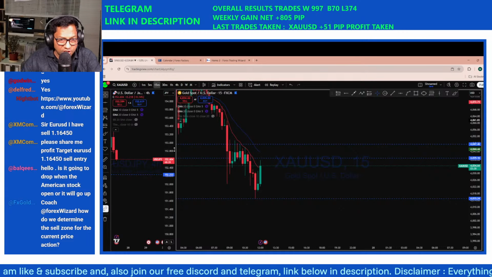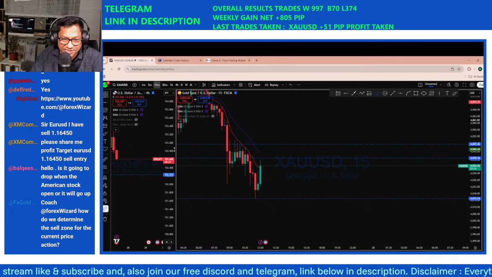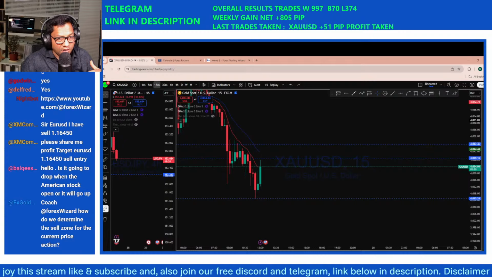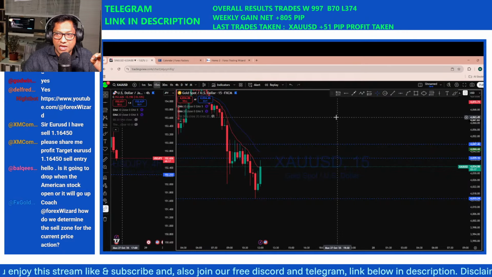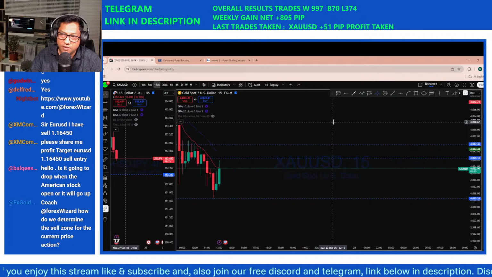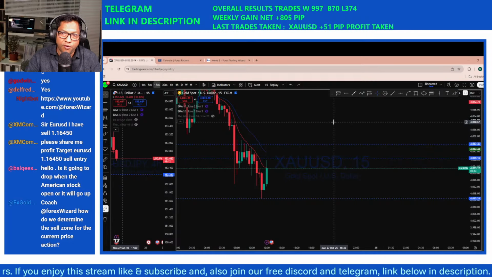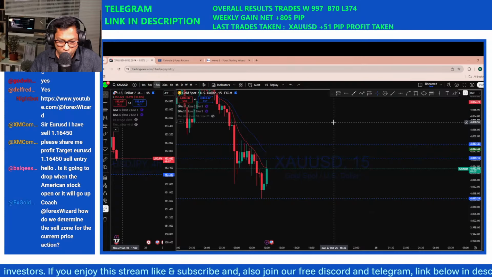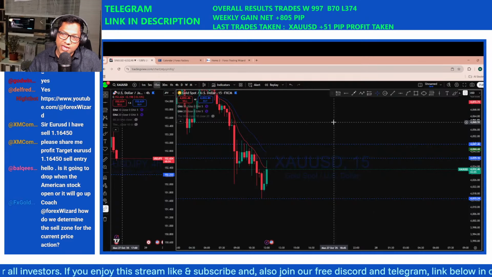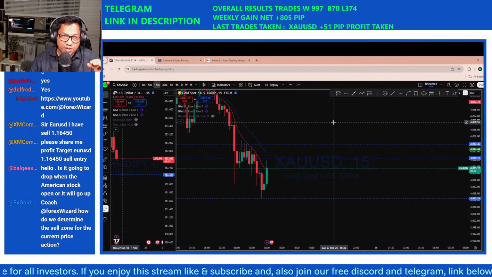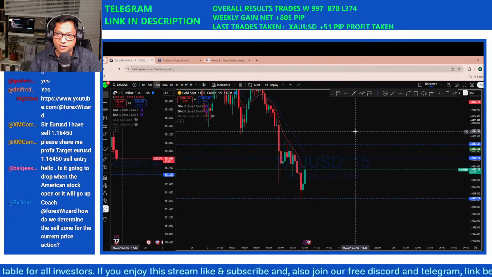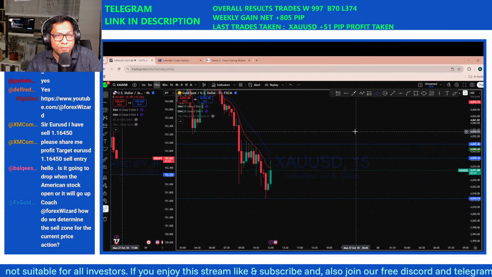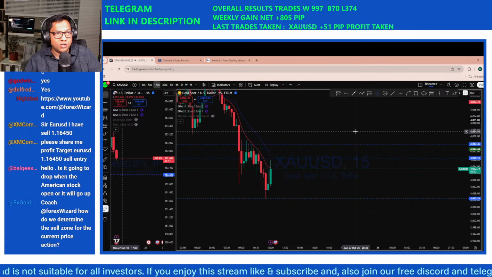Let's go in. How do we determine the sell zone for the current price action? That's what we are looking at. FX Golden, we are determining the sell zone from a key level. One very important aspect of trading, guys, which I emphasize a lot, is that you won't ever be able to determine a level without knowing how the price is interacting with the level.